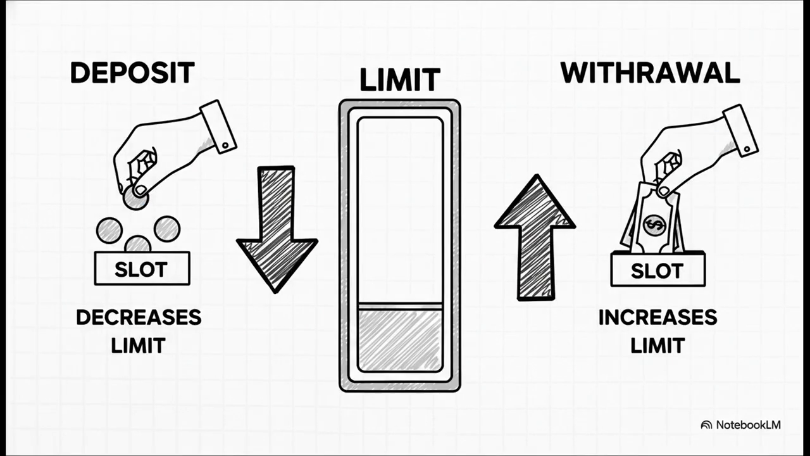Right, so it's a simple push and pull. When you process a deposit, you're taking in cash, so your available limit goes down. But when you process a withdrawal, you're paying cash out, which means your limit goes back up. You're basically making more room in that bucket for the next deposit.